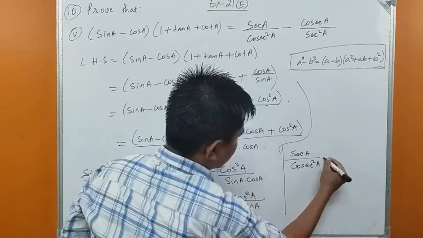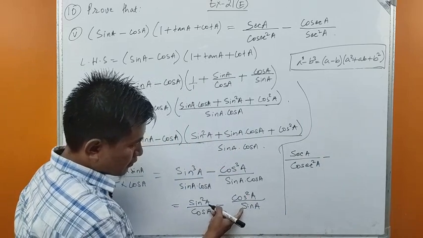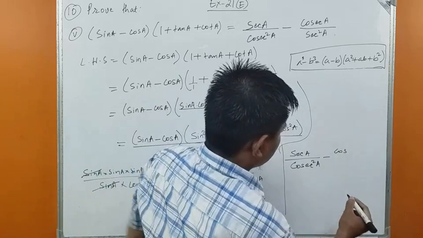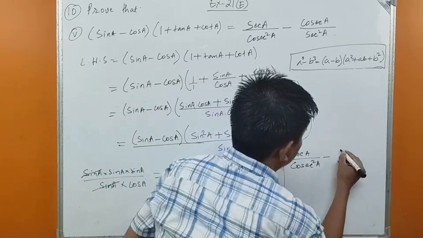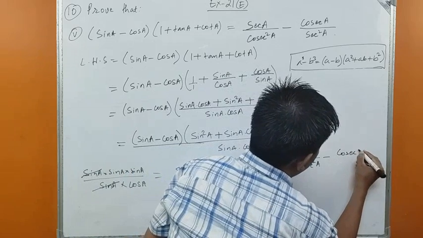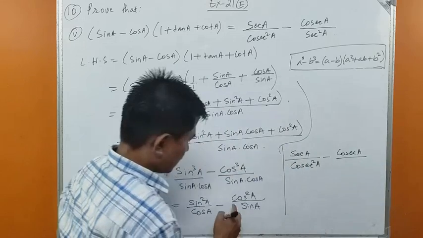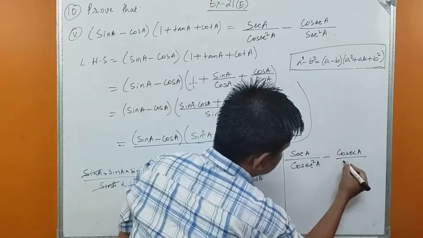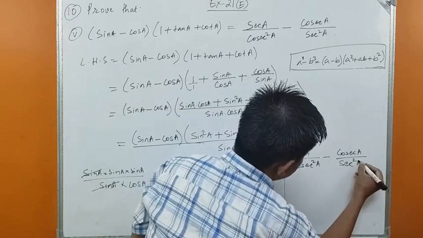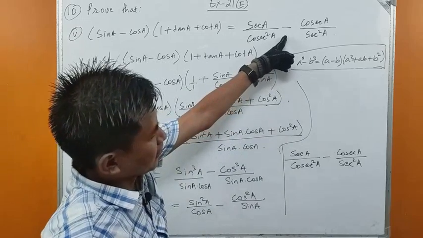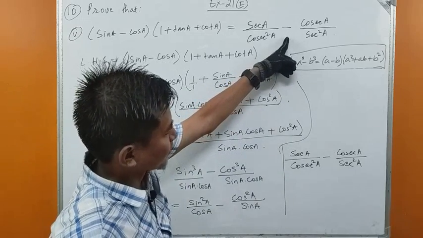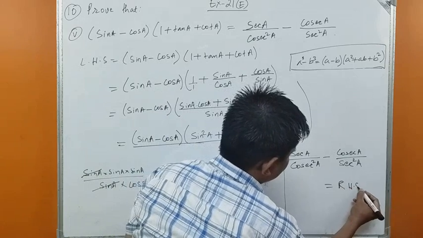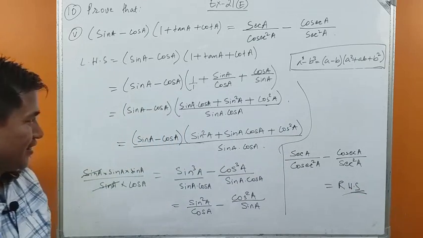Minus, minus comes here. Same thing goes here, sin A goes to the numerator, cosec A upon cos square A. Cos square A, if I take down to the denominator, it becomes sec square A. So this is what we have in the left hand side, sorry, right hand side. So this is equal to RHS, hence proved. I hope you got this.